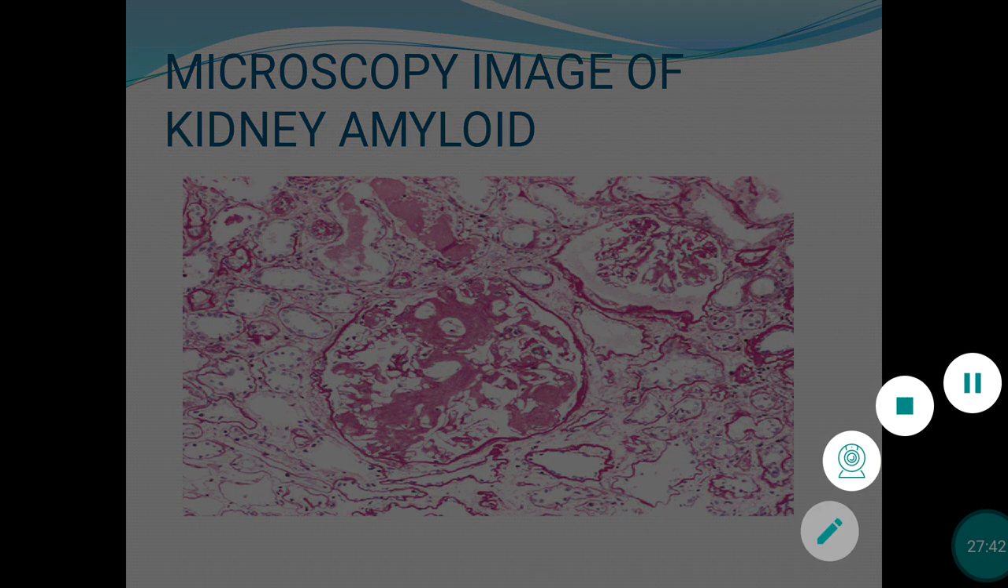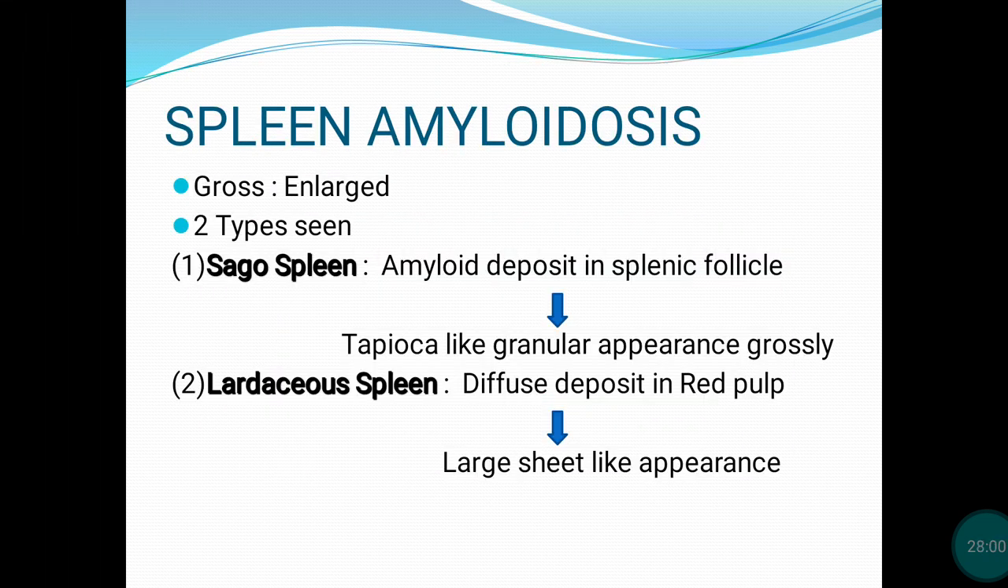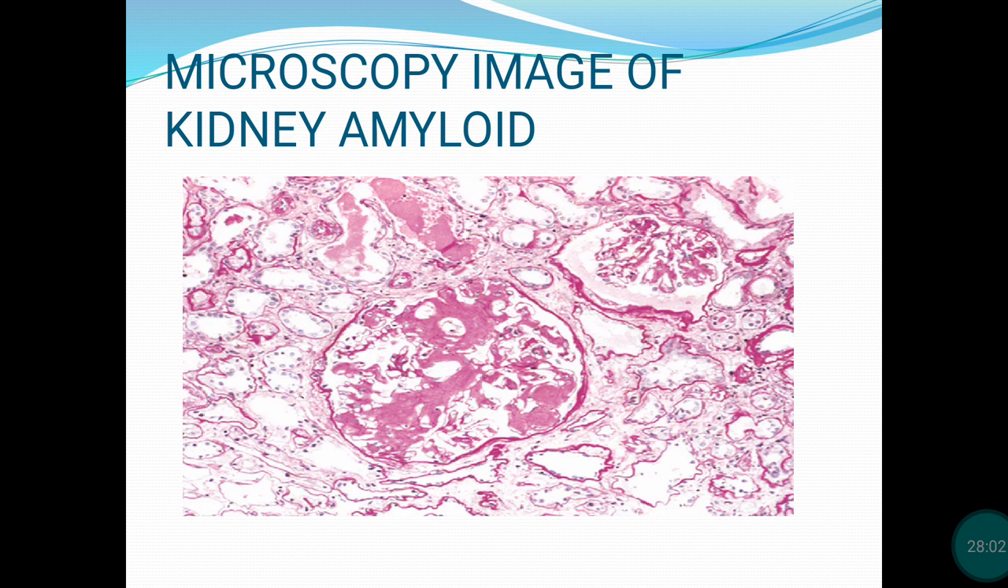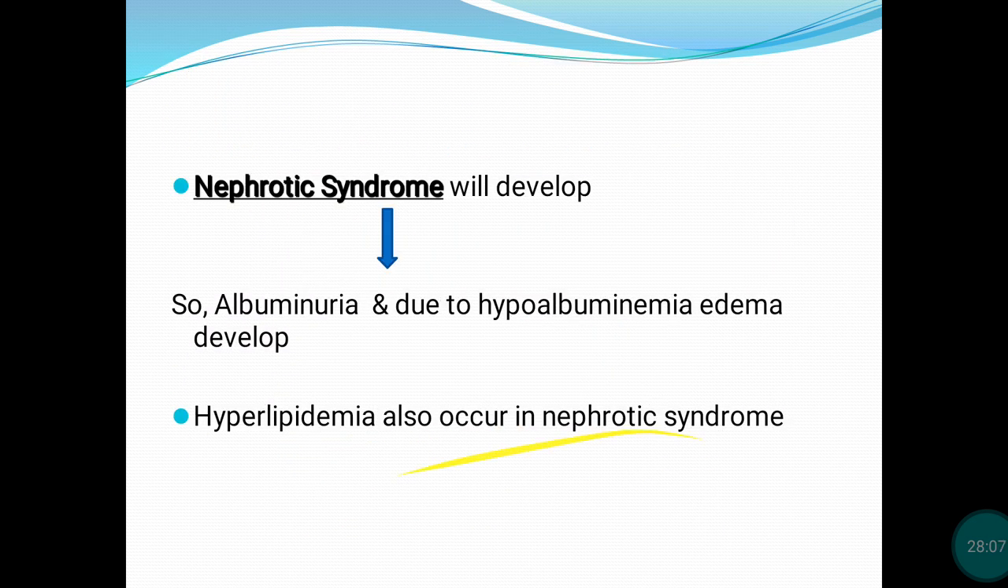This is the microscopic image. Again, this image I have taken from the Robbins. This is the amyloid deposition extracellular in the mesangium. This is the mesangial amyloid deposition. And here you can see the amyloid cast within the tubules. So that is regarding the microscopic image of kidney amyloid and overall kidney amyloidosis.